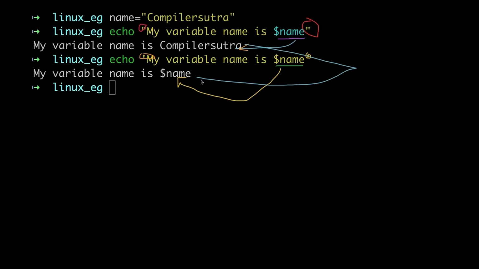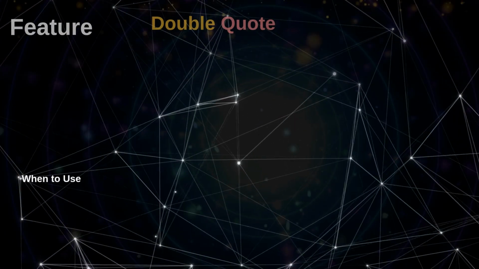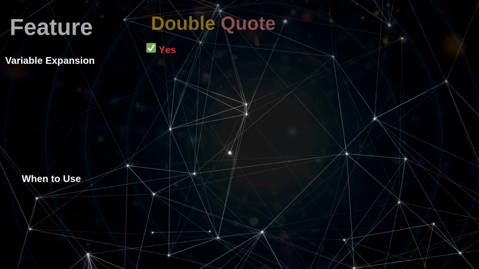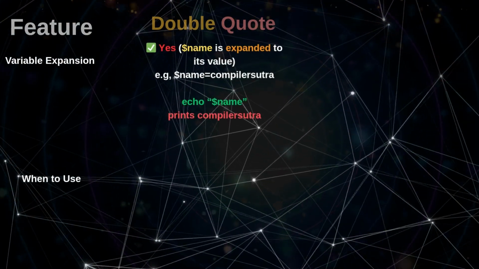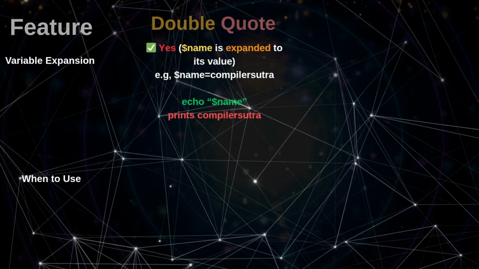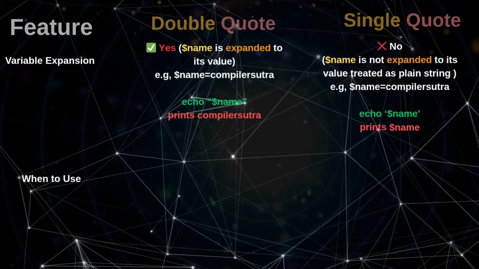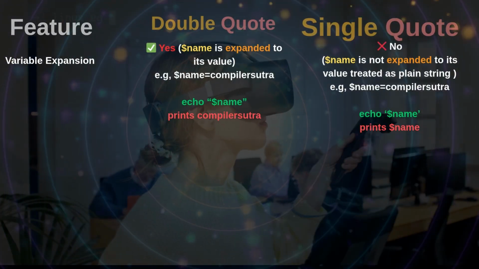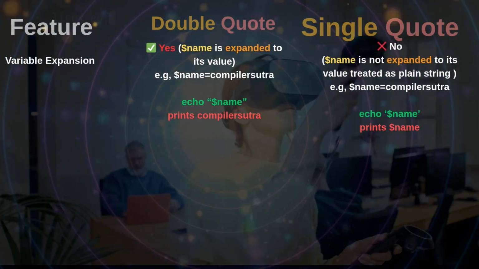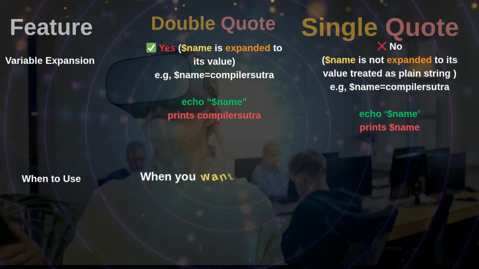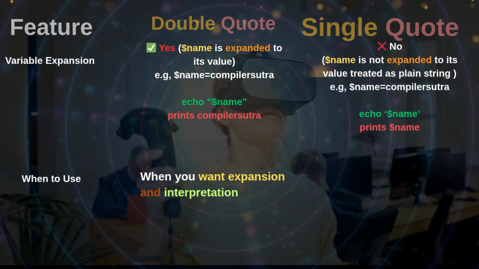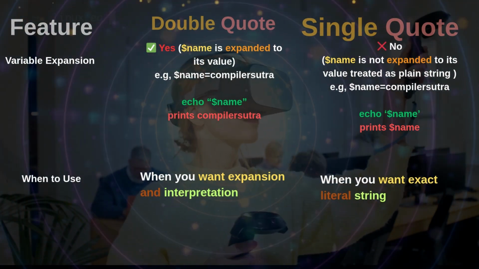So let's understand. Double quotes interpret $name as a variable and substitute its value, Compilersutra. With single quotes, Bash does not interpret the variable. It treats everything inside the quotes as plain text. This behavior is essential to understand: use double quotes when you want Bash to expand the variable, and use single quotes when you want to show the literal text, including the $ symbol.